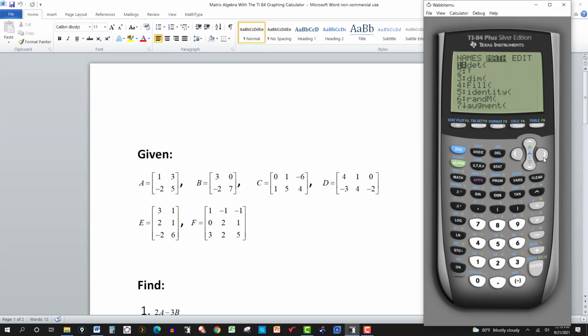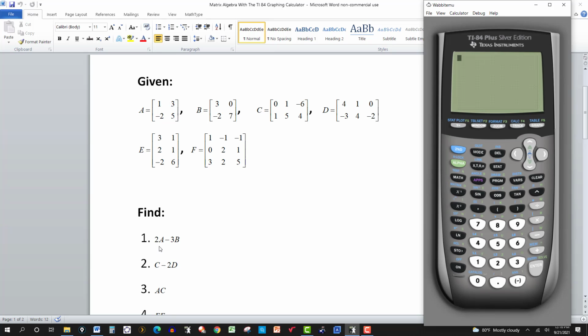This time I'm going to do C, so edit, and then number 3. For that one, it's a 2 by 3, 2 rows, 3 columns, so enter 2, enter, and then 3. Then we enter the components: 0, enter, 1, enter, -6, and enter. And for the second row, 1, enter, 5, enter, and then 4. We'll quit here.